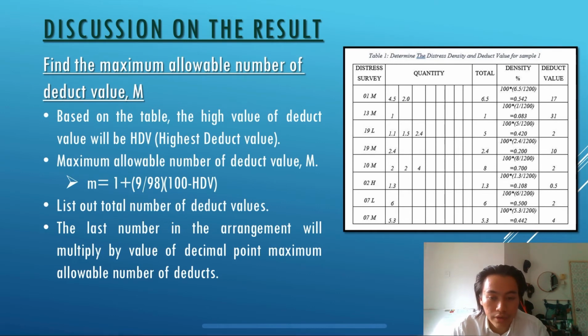For example, if you get the answer of M is 8.36, and the last number in your arrangement is 4, then you multiply the last number 4 by the decimal point value, which is 0.36. Then 4 times 0.36 is 1.44 for the last number in the arrangement. That will be the answer for the last number in your arrangement.